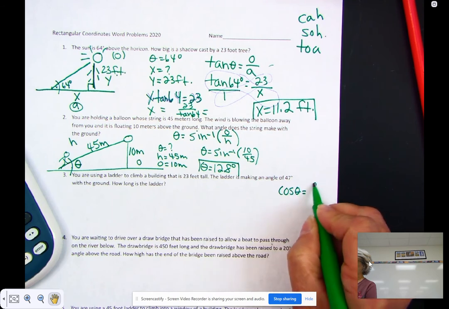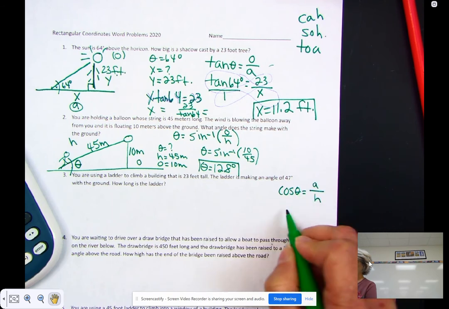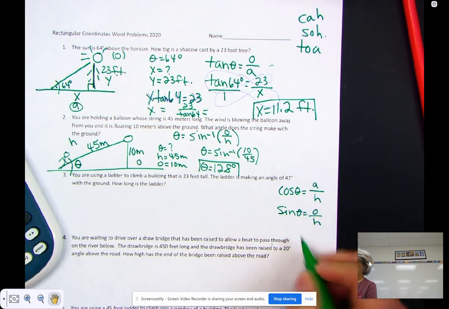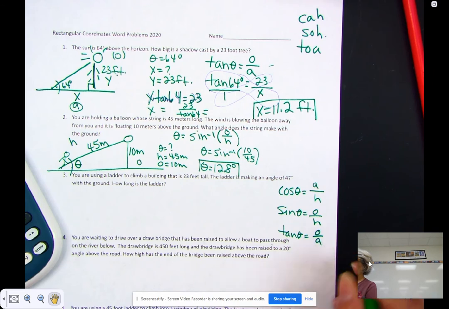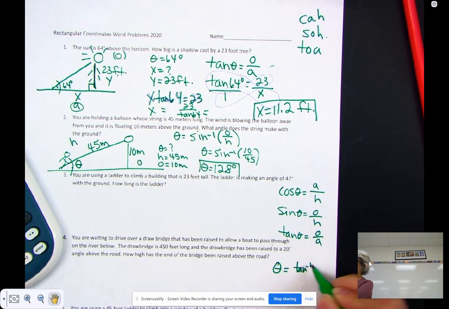Cosine of theta is equal to the adjacent over hypotenuse. Sine theta equal opposite over hypotenuse. Tan theta equal opposite over adjacent. Recall that if you're solving for angle, you're going to do the inverse trig function, opposite over adjacent. Theta equal inverse sine, opposite over hypotenuse. Theta equal inverse cosine, adjacent over hypotenuse.